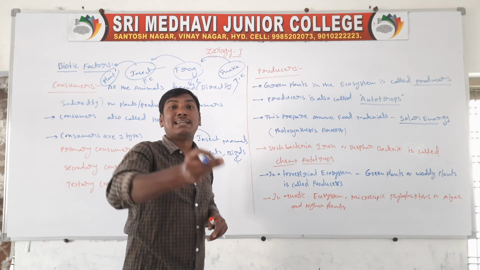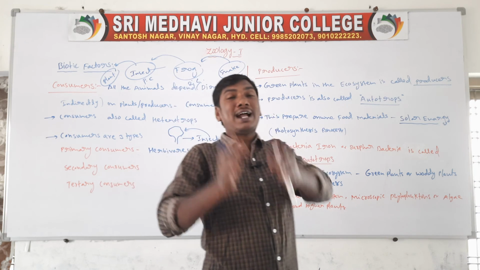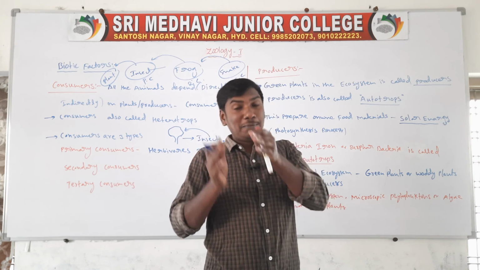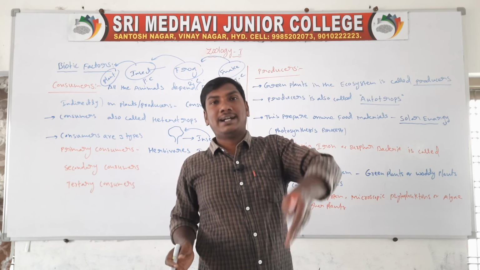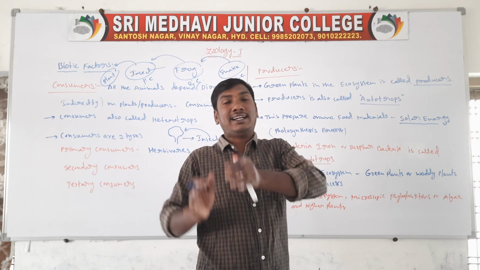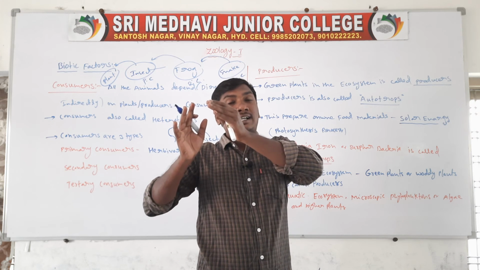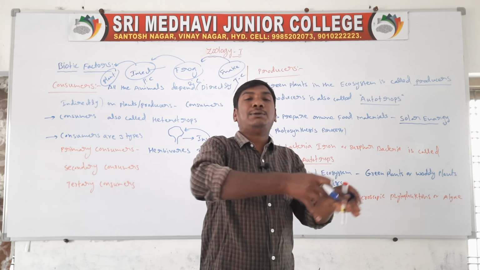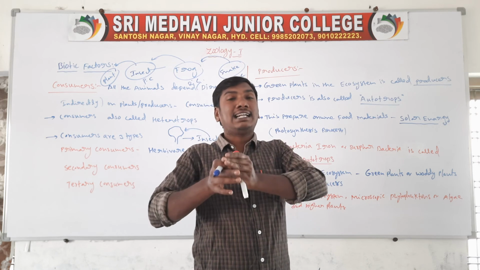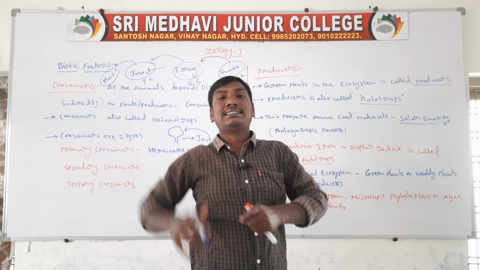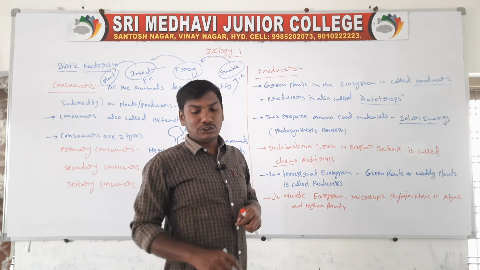Primary consumer means herbivores. They eat only plants, like insects, some birds and some mammals. Next, the animals that eat the herbivores are called secondary consumers. The secondary consumers are eaten by the tertiary consumers. So these are the consumers.